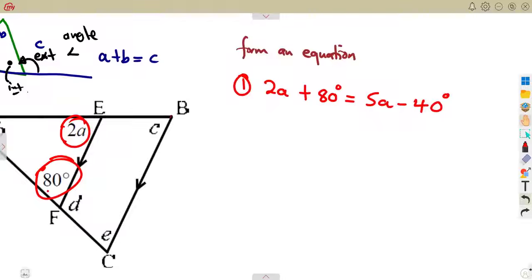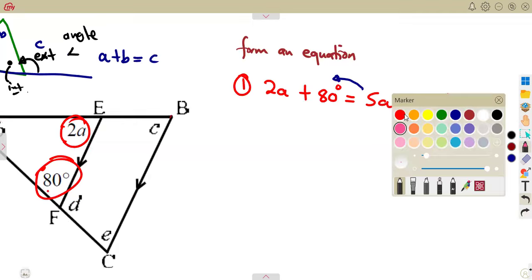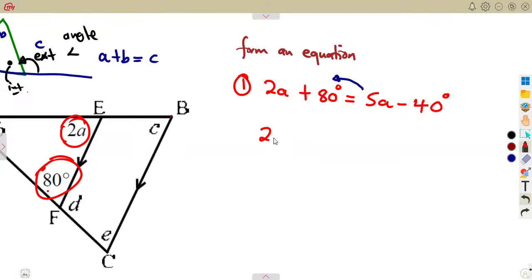So we need that in our geometry of straight lines. So we have an equation. Let us solve for A. We can take, remember, the issue of collecting like terms. So we can take the 5A to the other side so that it's going to be a negative 5A. It was a positive, so it will be 2A.